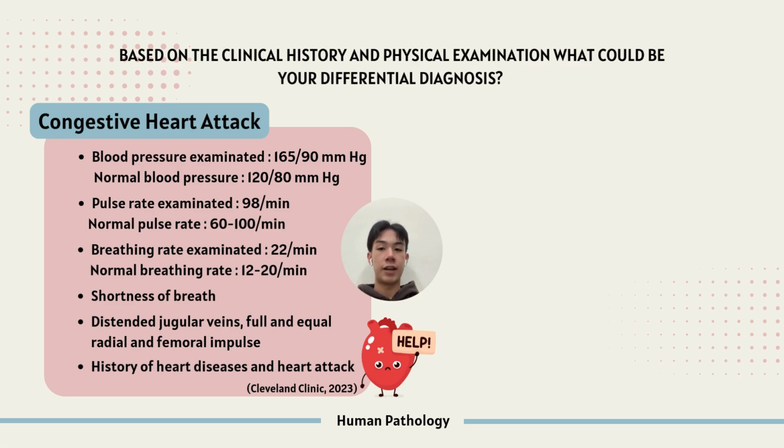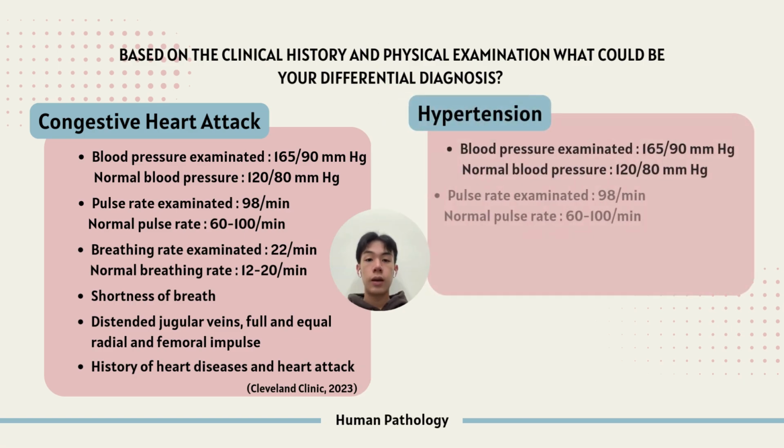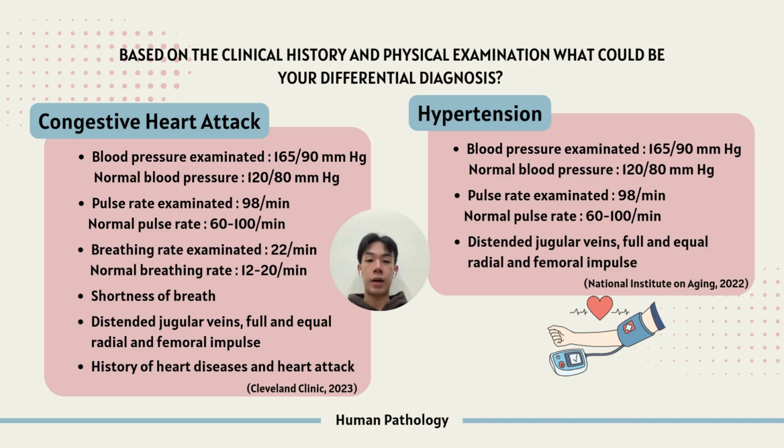First one will be congestive heart failure. It can be proven by the high examined blood pressure, relatively high pulse rate, and high breathing rate. Not only that, the patient is also suffering from shortness of breath, distended jugular veins, and also has a history of heart diseases and heart attack. The high blood pressure and relatively high pulse rate, and also distended jugular veins, full and equal radial and femoral impulse also lead to the symptoms of hypertension.